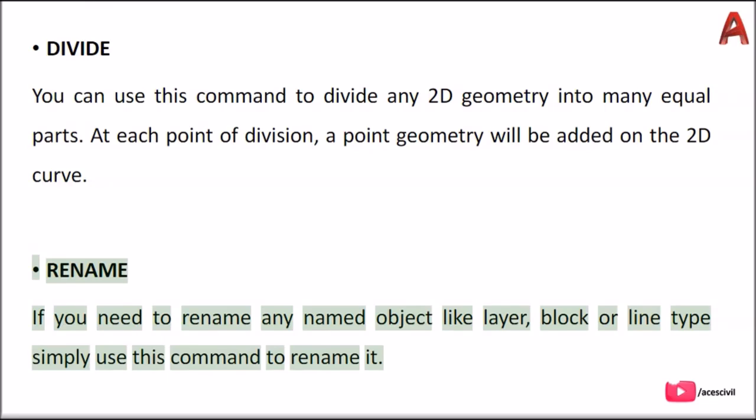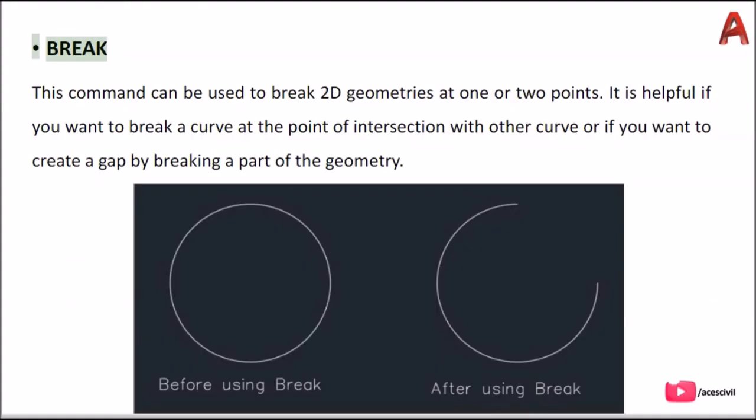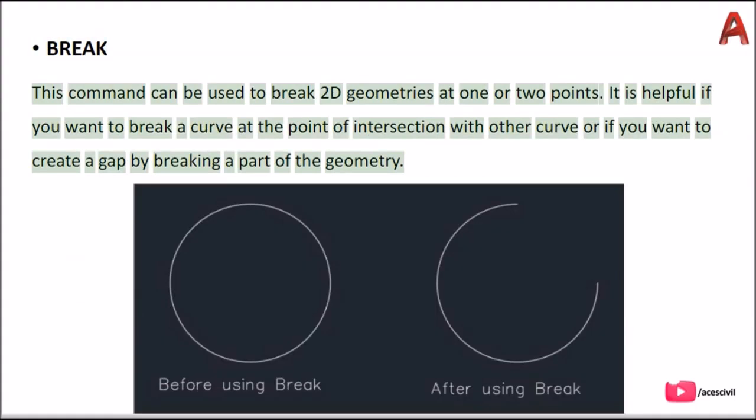RENAME. If you need to rename any named object like layer, block or linetype, simply use this command to rename it. BREAK. This command can be used to break 2D geometries at one or two points. It is helpful if you want to break a curve at the point of intersection with another curve, or if you want to create a gap by breaking a part of the geometry.